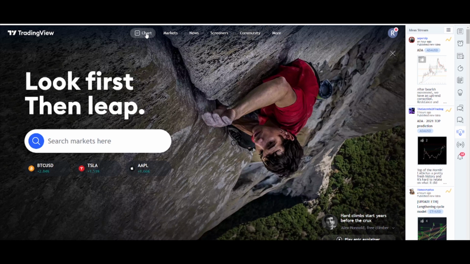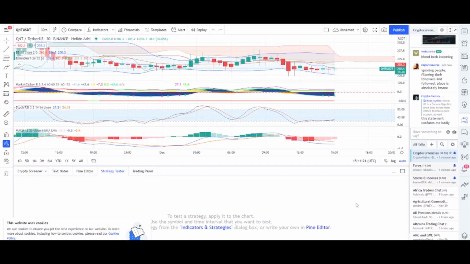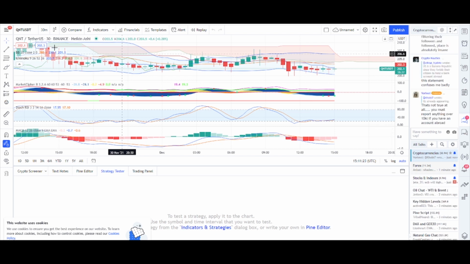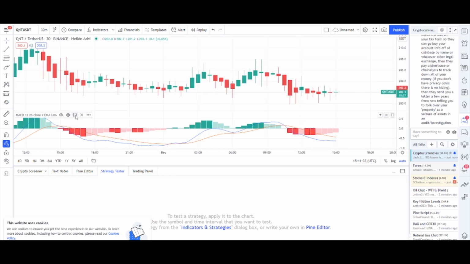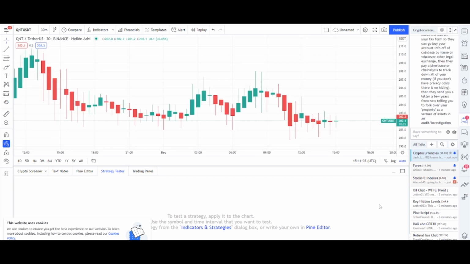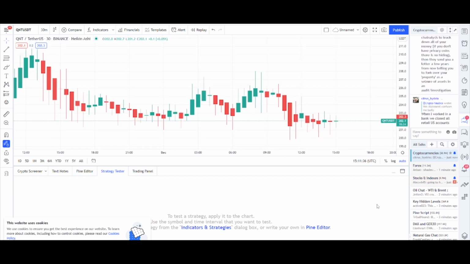And right now I have Quant up, but let me take down all these different indicators and let's go through them one at a time. Okay, and I'll show you how to bring them up. I'll show you how to get rid of them. So right away, here's what we're looking at. We're going to look at Quant.